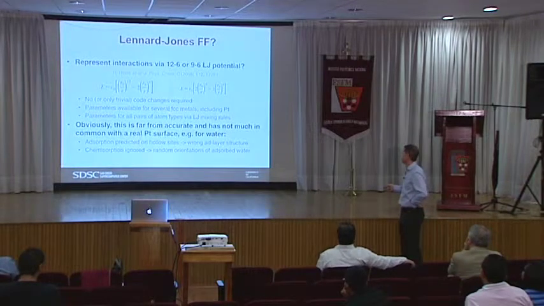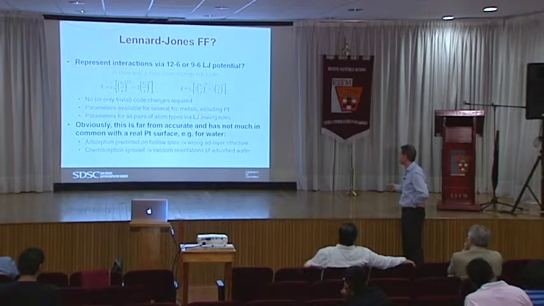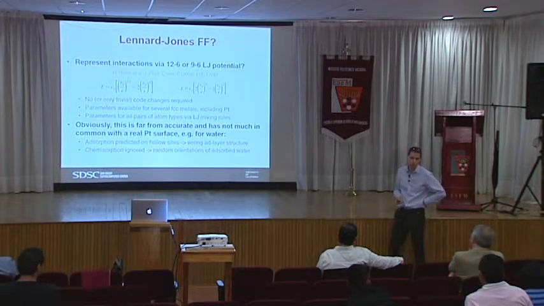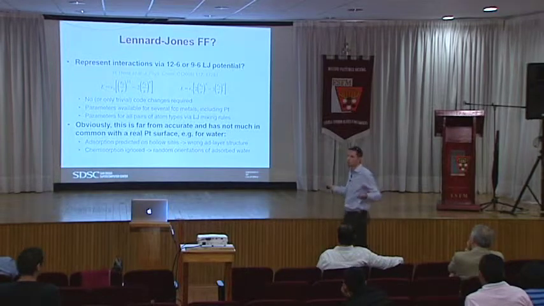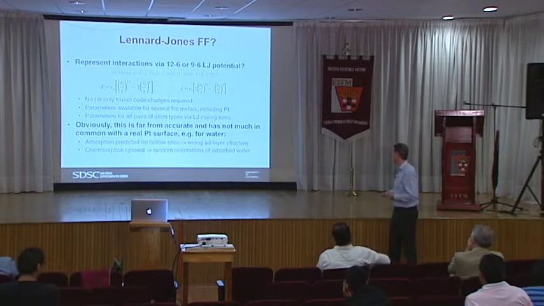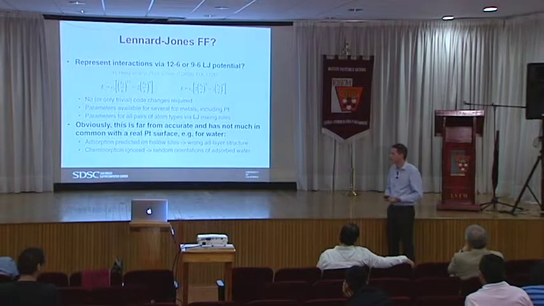And there are parameters available for several FCC metals, including platinum, and you get the rest of the parameters by regular Lennard-Jones mixing rules for different atom types. So you can run simulations with that. But is it any useful? Well, obviously, this is far from accurate and has not much in common with a real platinum surface, right?